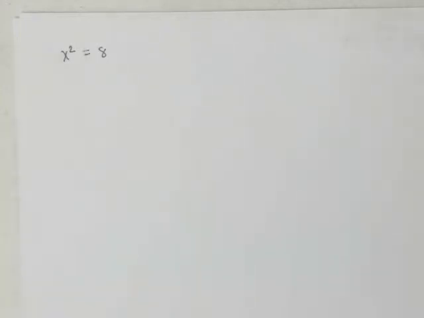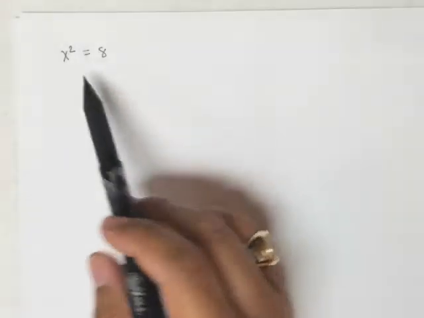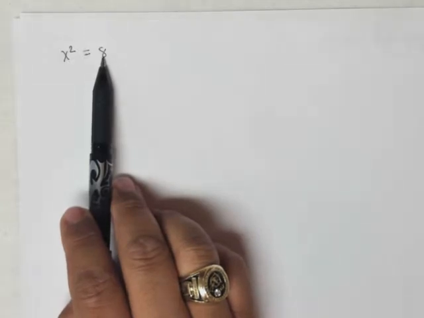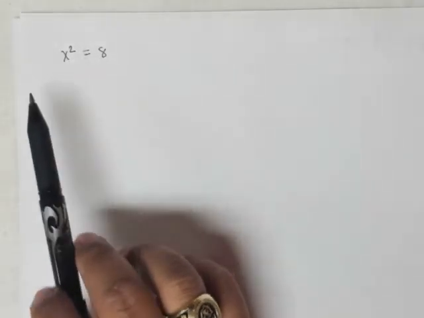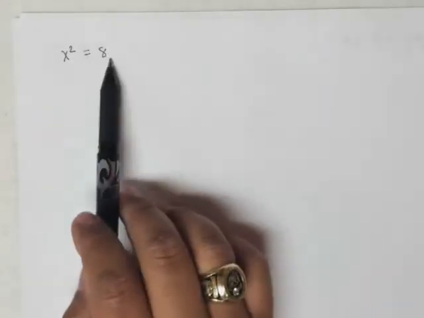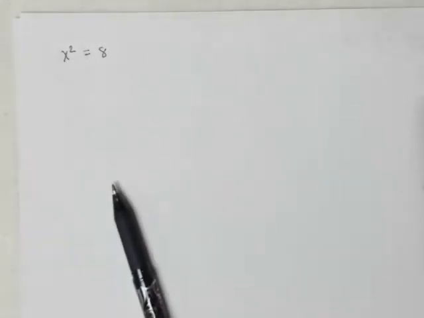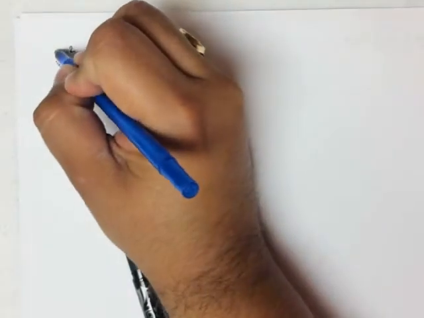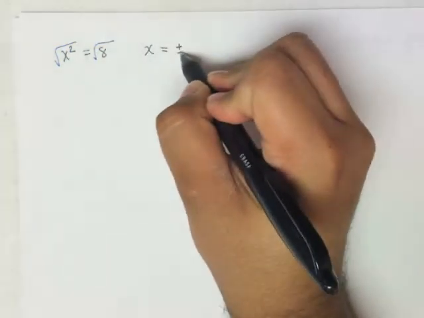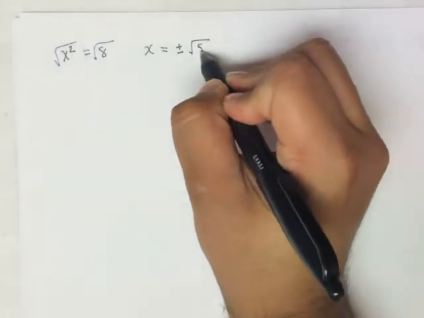We're going to solve the following quadratic using the square root property. So we recognize here that we've got x squared equals 8. All right, so now all we have to do is apply what's called the square root property, and all that means is we're going to take the square root of each side of the quadratic equation here. So I'm going to take the square root and the square root, and this is going to give me x equal plus and minus the square root of 8.